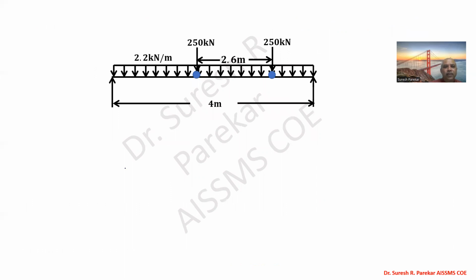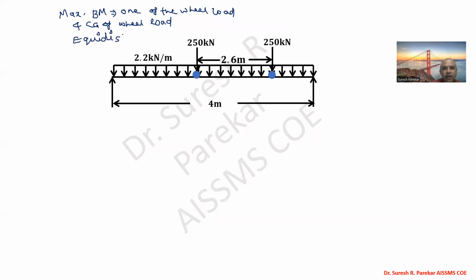Now for the maximum bending moment, we have one of the wheel loads and the CG of the wheel loads. These two should be equidistant from the center. And then you can see the distance between these two is 2.6. This is already mentioned. So between these two, we have 1.3 meter.